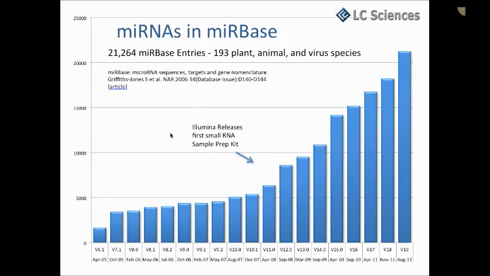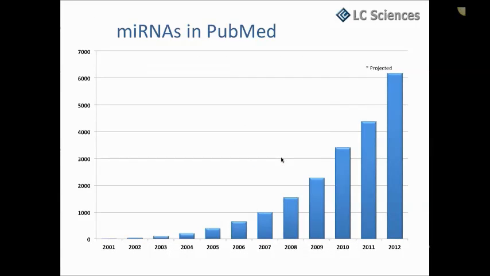You see here nicely in 2008, that's when Illumina released its first small RNA sample prep kit. You see there's an even faster increase in known microRNAs. So next-gen sequencing was certainly crucial for the pace that this field has seen. The same is true for the microRNA publications. If you look at the related PubMed publications, it's almost an exponential increase over the years.